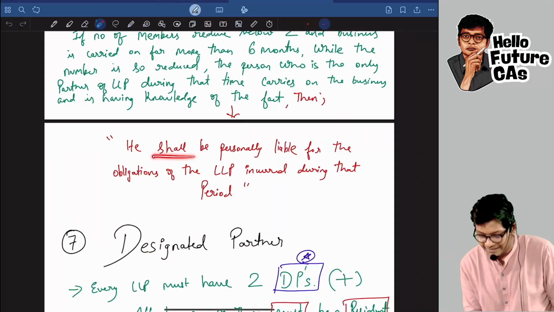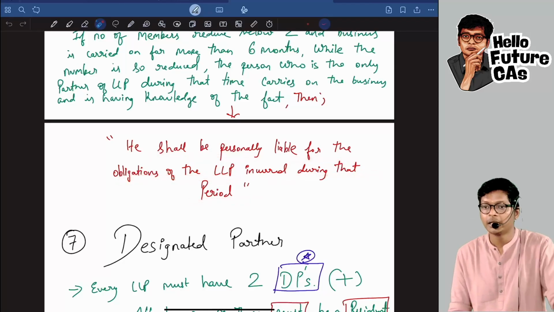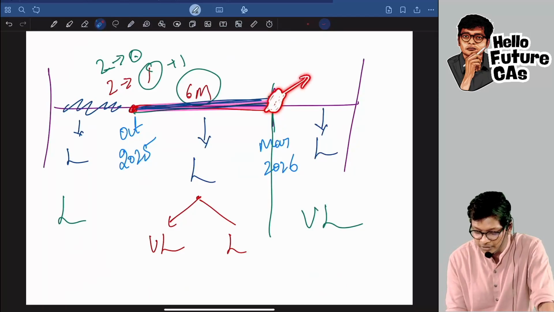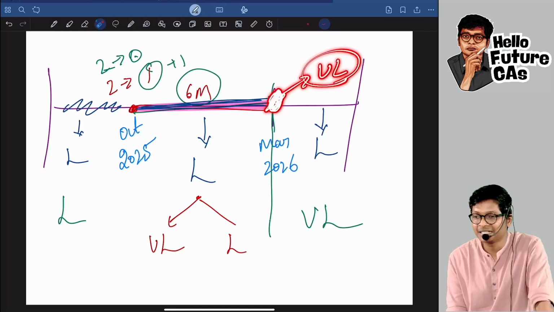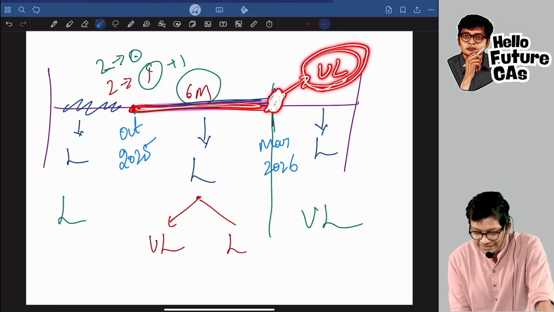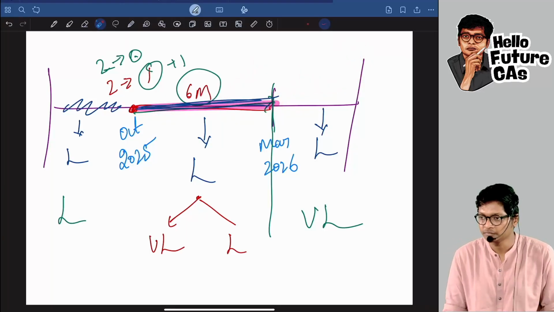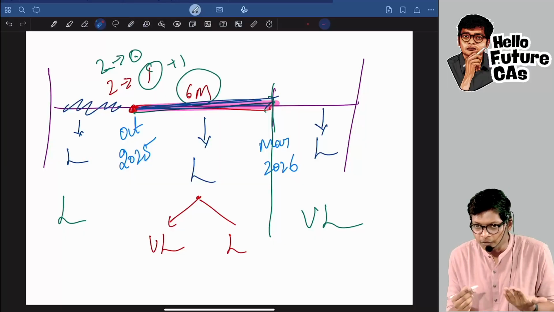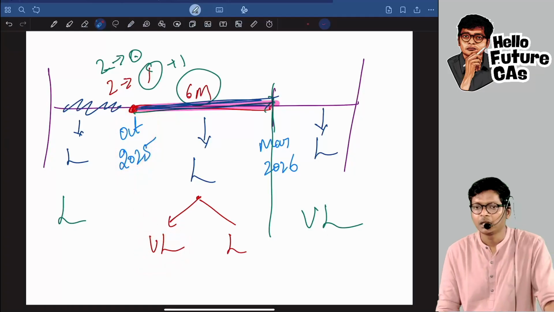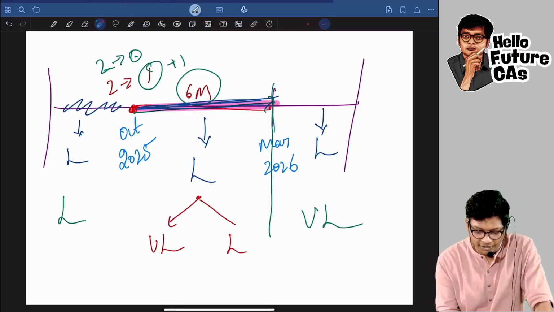Now look at this: he shall be personally liable for the obligations of an LLP incurred during that period. Some people assume that only after 6 months does the liability become unlimited. That doesn't make sense to me personally, because if unlimited liability starts only after 6 months, then in these 6 months I will intentionally incur liability to escape. The idea is that I have to punish you if you don't rectify the mistake. So from October 2025 itself, liability will become unlimited from the start of the 6 months. Are you getting it, guys? Important, if a question like this comes.